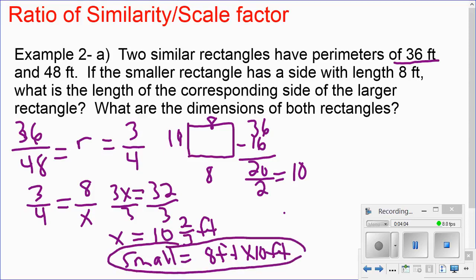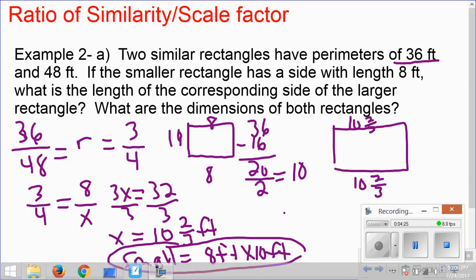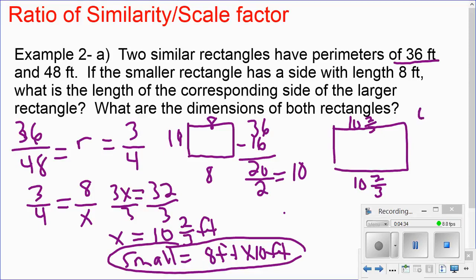Okay, now let's take a look at the larger rectangle. So I'm going to go ahead and draw that. We just figured out that 10 2/3 was the side that corresponds to 8 in the smaller rectangle. So I'll go ahead and put that on the other side. When I double 10 2/3, I'm getting 21 1/3. So I'm going to subtract 48 minus 21 1/3, which gives me 26 2/3.